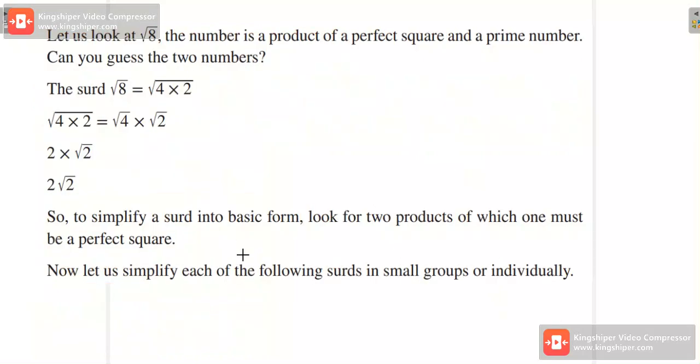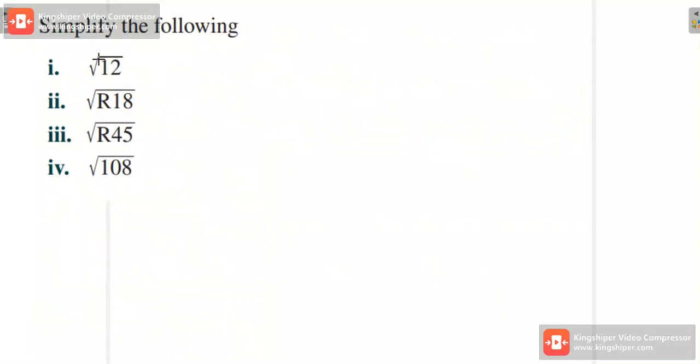Let us look at this example. Root of 8. We have already solved root of 8 and we got 2 root of 2, so we are not wasting time on that. Let's look at these examples. Let me correct the errors here. This is supposed to be root of 18 and this is also supposed to be root of 45. So now you can try them. I'll solve 2 of them and leave the rest for you.